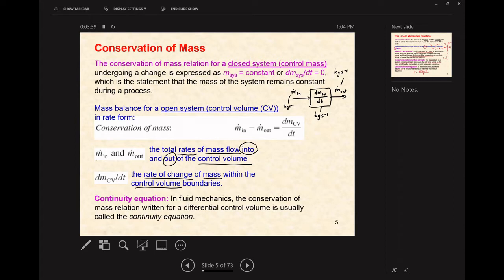The mass balance equation is also sometimes called the continuity equation. The m-dot in and m-dot out here are the total rate of mass flow into and out of the control volume, and dm/dt is the rate of change of mass within the control volume boundaries. This is what we call the continuity equation. In fluid mechanics, the conservation of mass relation written for a differential control volume is usually called the continuity equation.